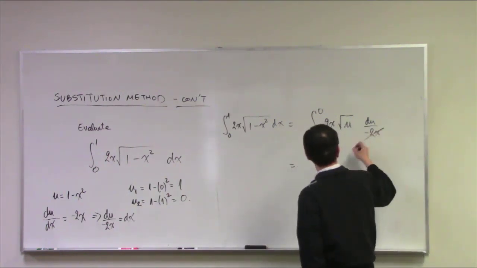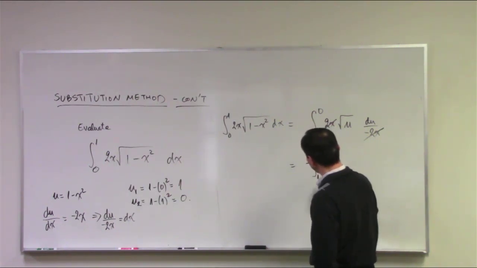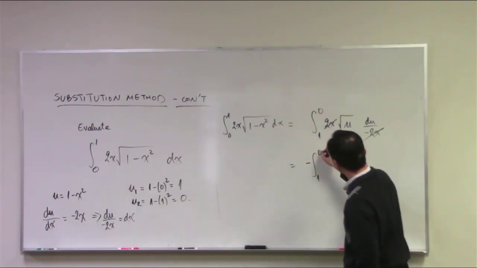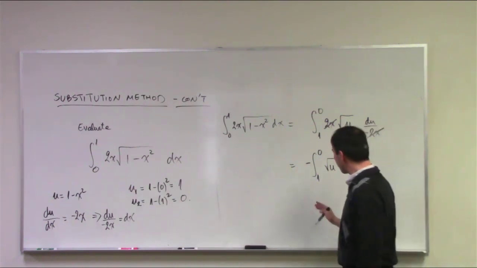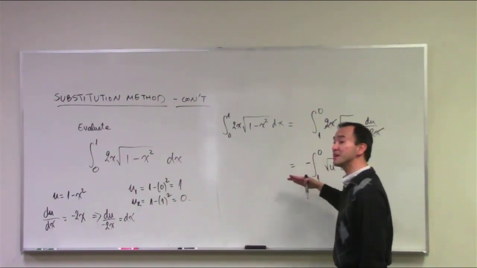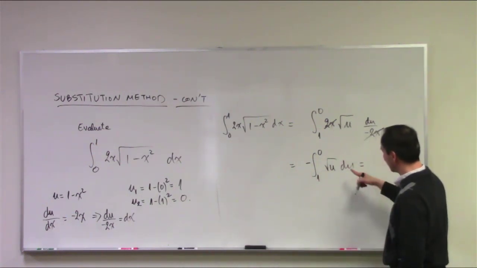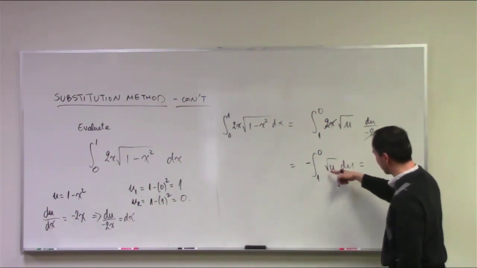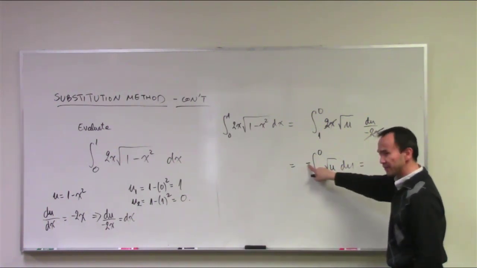Then just the usual thing: we cancel out the 2x, and we got left behind with a minus. So it's a minus, the definite integral from 1 to 0, of square root of u du. And now you think about the impact here. I'm going to be moving on completely in terms of u. So this integral, you can rewrite as u to the 1/2 power du.